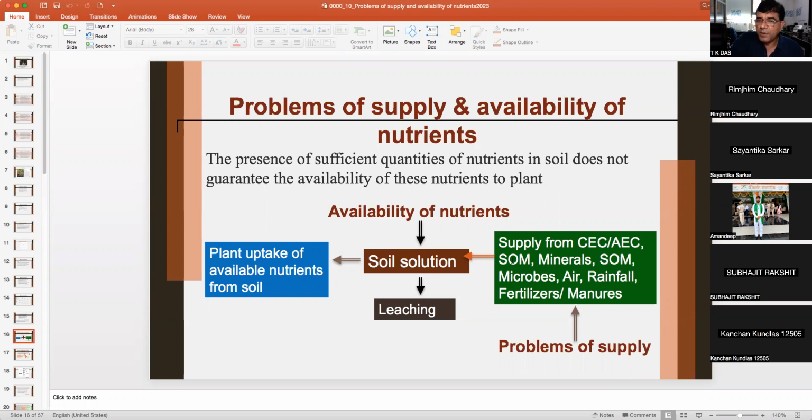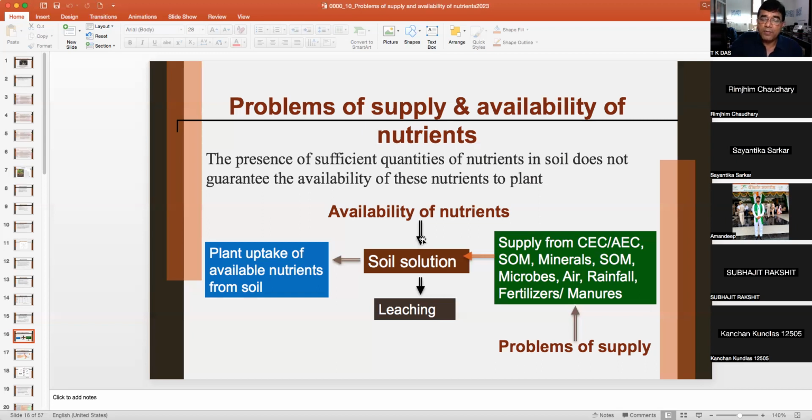This solution can be supplied nutrients through soil organic matter. Minerals can partly also contribute. Soil organic matter is already there. Microbes, air can also contribute, rainfall, fertilizer, manures. So these are the sources that can replenish the nutrients removed from the soil solution. But some nutrients can be lost as leaching from the soil solution. And the content of nutrient, the concentration of nutrient, the availability of nutrient in the soil solution will decide the actual availability of nutrients to the plant.